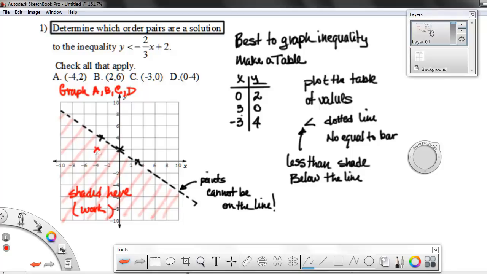Okay, let's graph A, negative 4 and up 2, is right there. That's letter A. It is in the shaded area, so it works. Now let's look at B. B's at 2 and 6, so 2 on the x, 6 on the y. That doesn't work, so I'm going to cross that one out. C is at negative 3 and 0. That's in the shaded area, so that one works. And then D is at 0, negative 4, and that works. So those are the 3 points that work. So there we go. And thank you for watching.